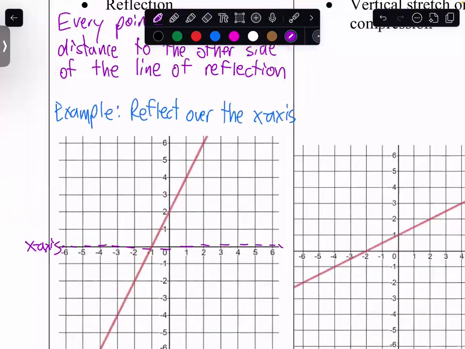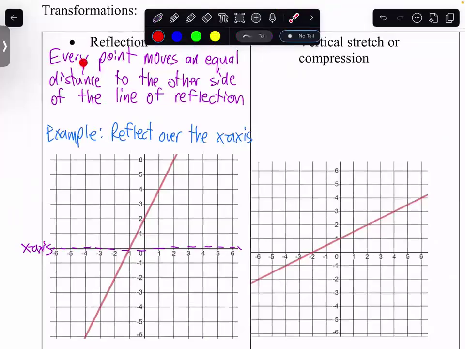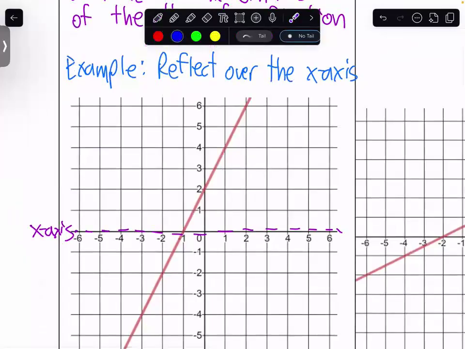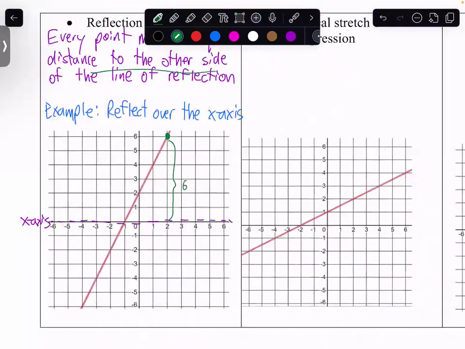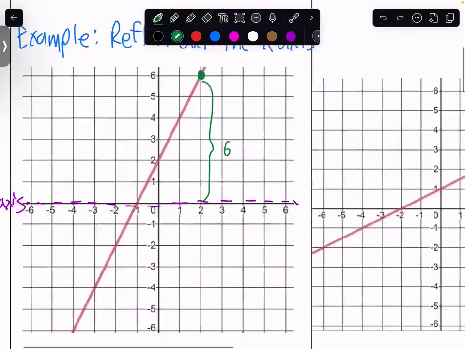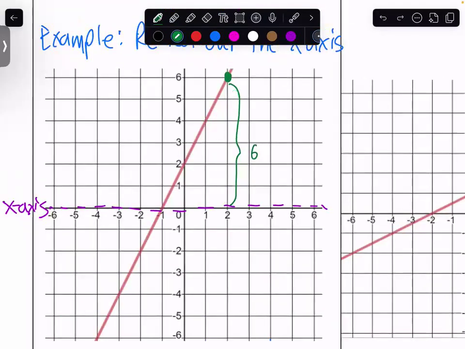According to the definition, every point moves an equal distance to the other side of this line of reflection. Let's take this point right here, the one I'm drawing a dot in. Right now, that dot is how far from the line? 1, 2, 3, 4, 5, 6 units away. So you move an equal distance to the other side. Instead of being 6 above the line, now you flip it down to make it 6 below.